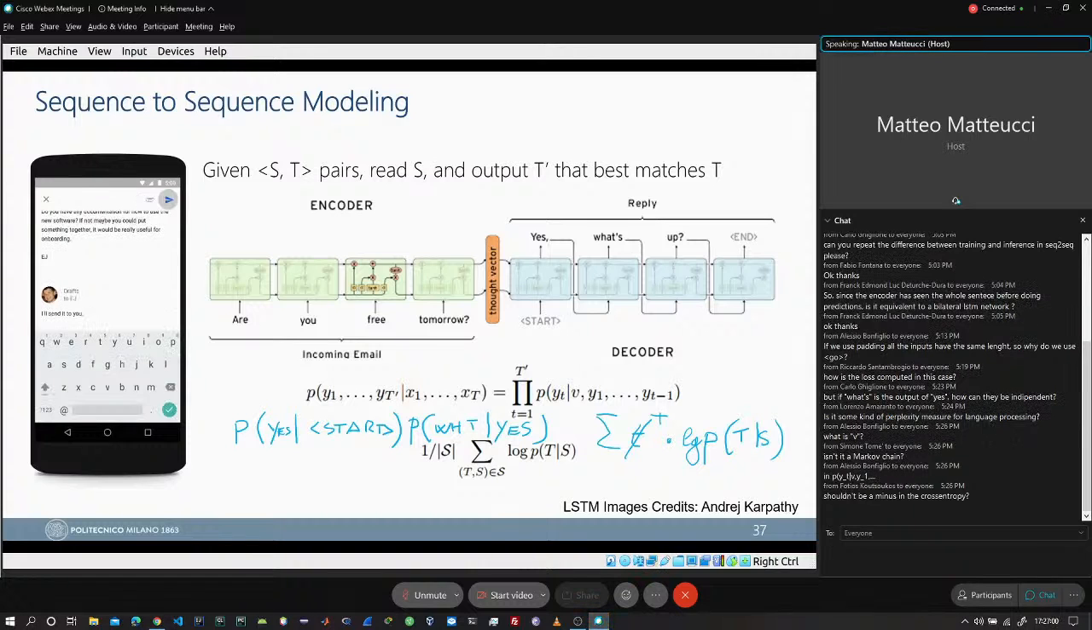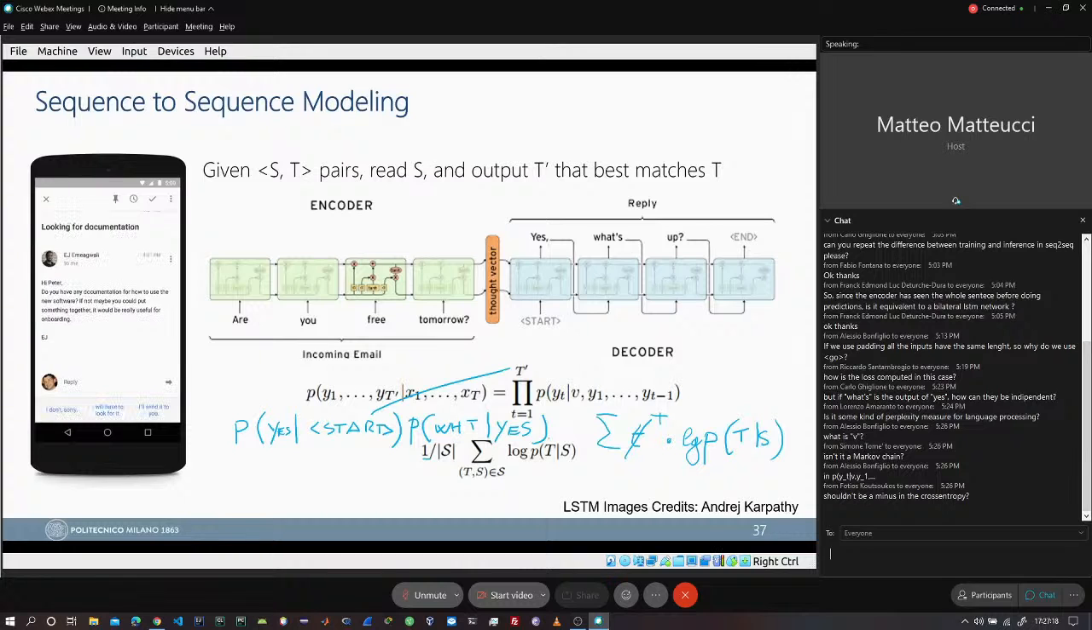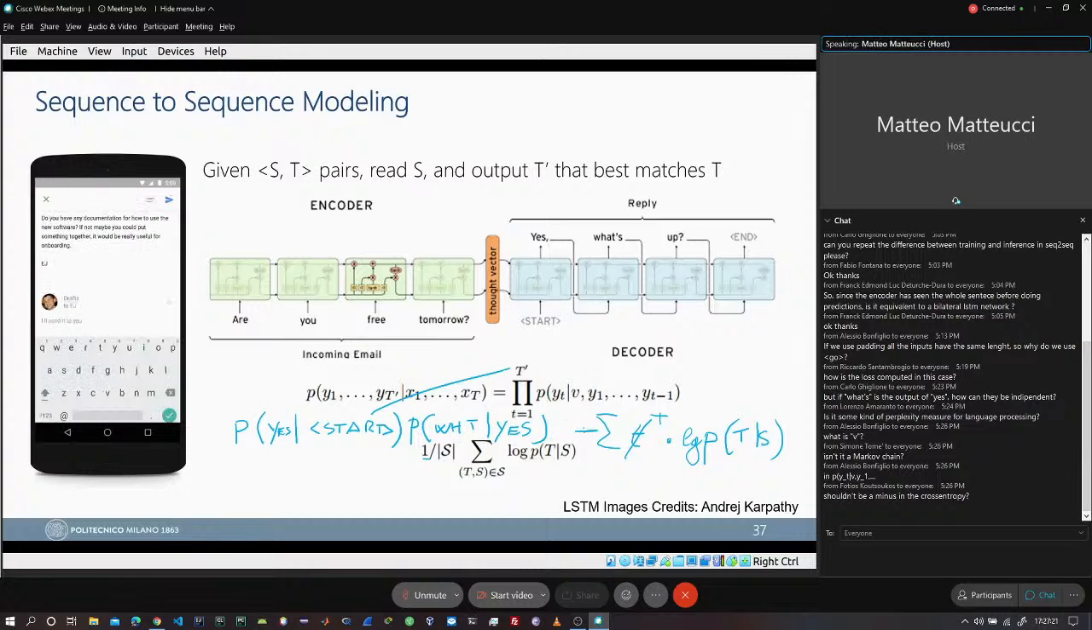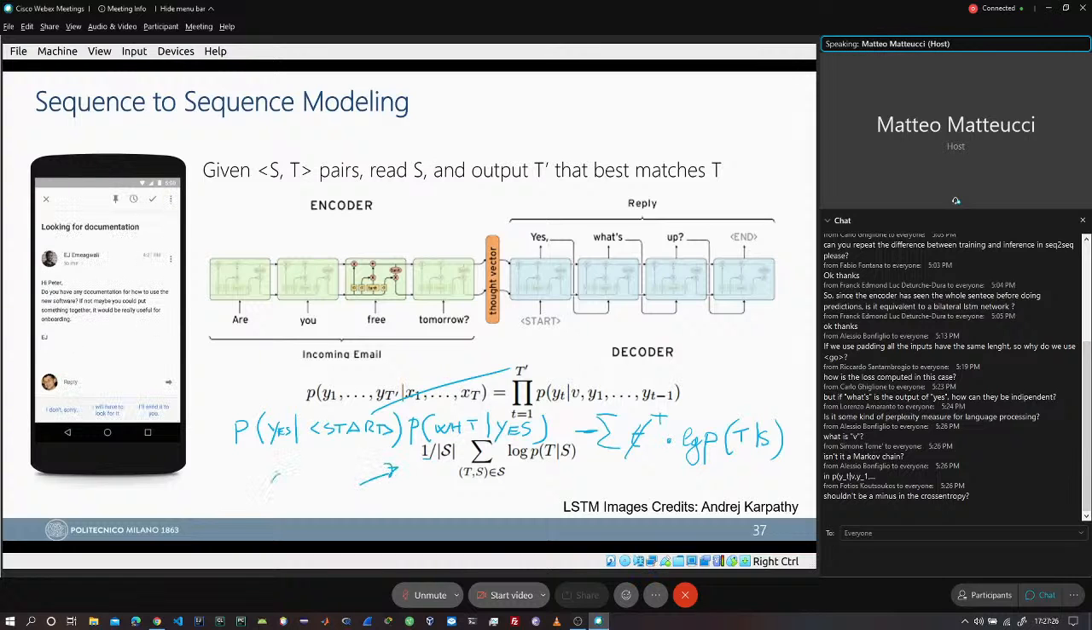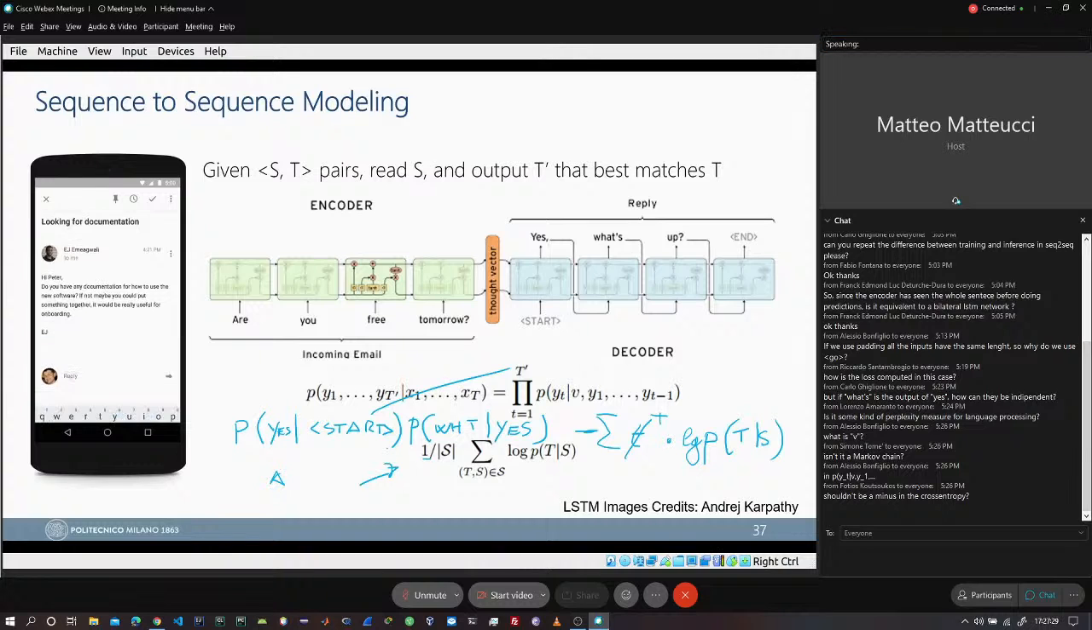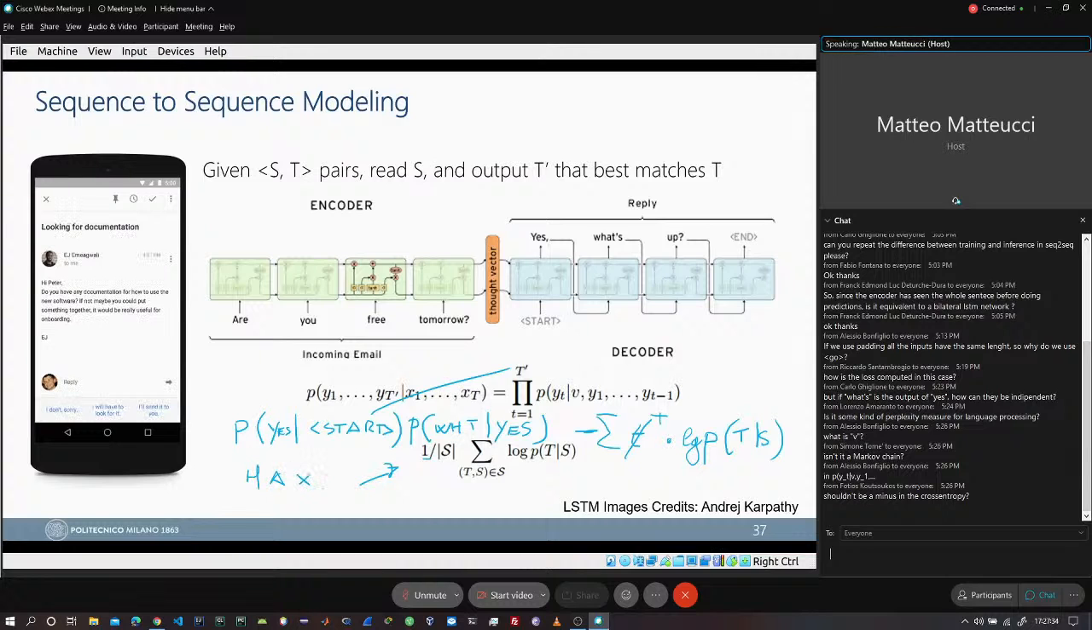Oh, what is V? Oh, okay, you're right. Thank you very much. So first, shouldn't there be a minimum? Yes, there should be a minimum. Sorry, there should be a minimum over here, and this should be maximized. Either you put the minus and you minimize, or you maximize. But it is a maximum likelihood approach.